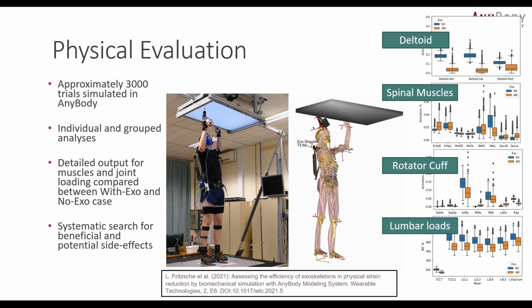That was approximately 3,000 trials, and this was a large data set that allowed us to make some individual and grouped analysis, look at detailed output for muscles and joint loading, and compare between with-exoskeleton and no-exoskeleton cases. And then you can systematically look for beneficial or potential side effects from the exoskeleton.